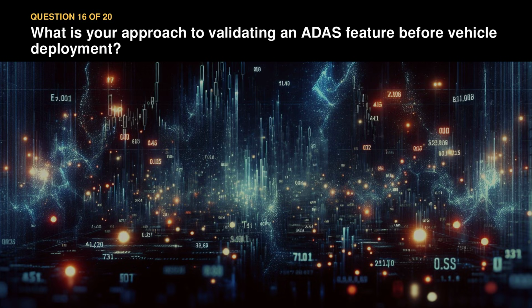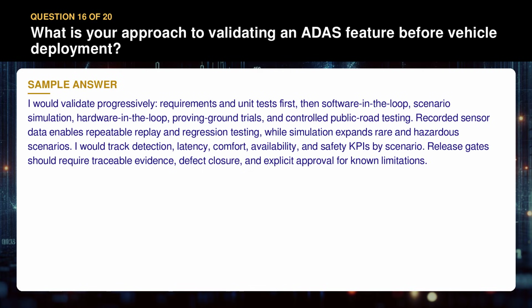Question 16. What is your approach to validating an ADAS feature before vehicle deployment? I would validate progressively: requirements and unit tests first, then software in the loop, scenario simulation, hardware in the loop, proving ground trials, and controlled public road testing. Recorded sensor data enables repeatable replay and regression testing, while simulation expands rare and hazardous scenarios.